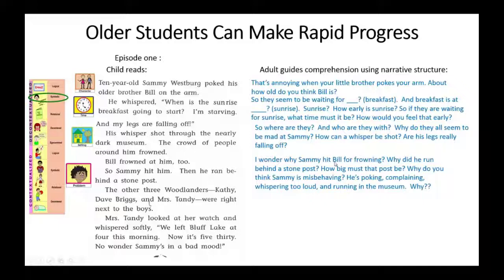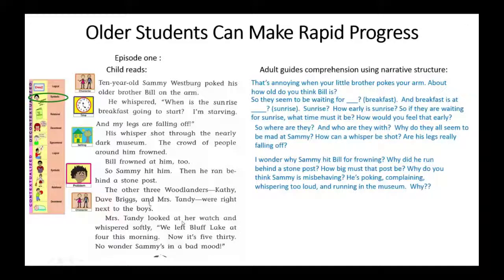I wonder why Sammy hit Bill for frowning. That's all he did was frown. Why did he hit him? Why did he run behind a stone post? Well, how big must that post be? Why do you think Sammy is misbehaving? He's poking, he's complaining, he's whispering too loud, and he's running in the museum. Why is he doing that? So again, asking the kids to draw inferences and use their own experience to try to interpret the behaviors of Sammy. We introduce more characters in the next sentence.